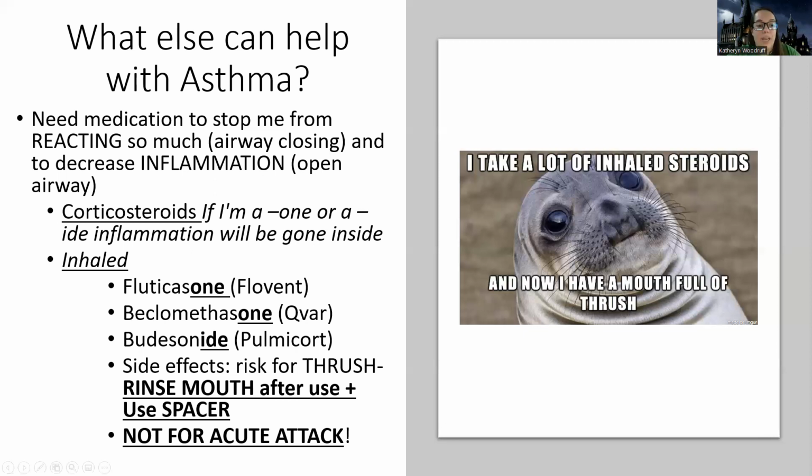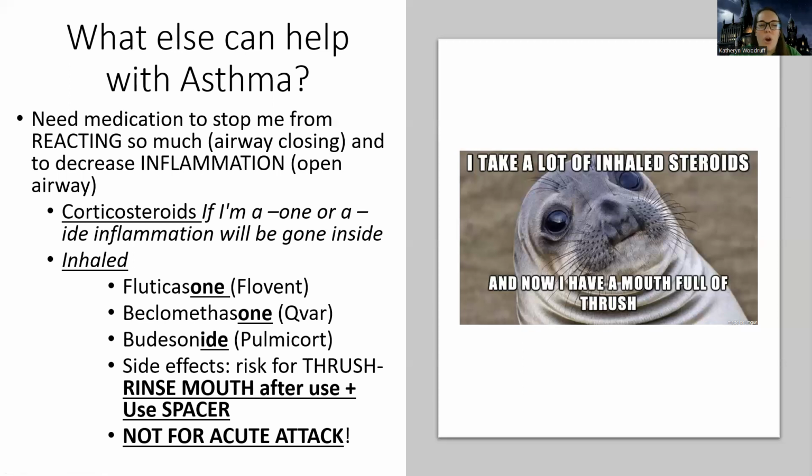Other things to consider, because this does suppress your immune system, is that it's local, especially if it's not administered correctly, they can get thrush or a yeast infection in their mouth. So you want to teach the patient to rinse their mouth out after, and then use a spacer, which can sometimes help from medication getting stuck on the tongue and them having a higher chance of thrush.